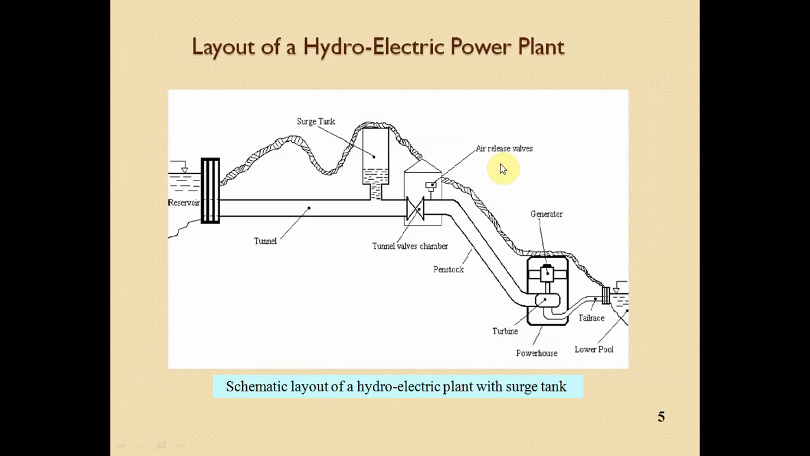Okay, so in the layout of an electric power plant, here a surge tank will be there, then the reservoir will be there, then this is the penstock or the tunnel where water will be flowing, then here an air release valve will be there, and this is the surge tank where extra water will be provided to the penstock. Then the tunnel valve, then the tunnel, then the tail race, lower pool, powerhouse, and this is the generator.